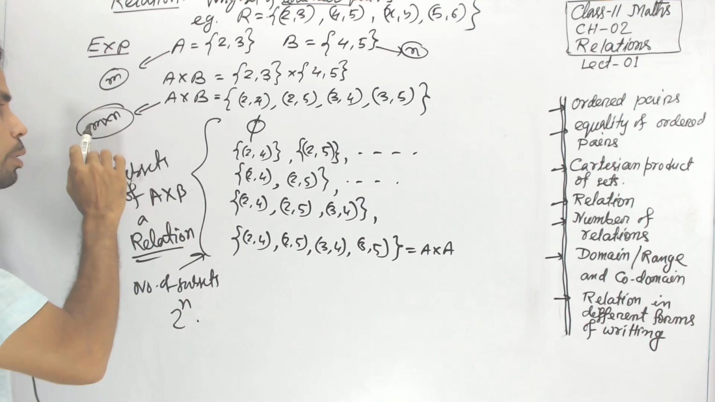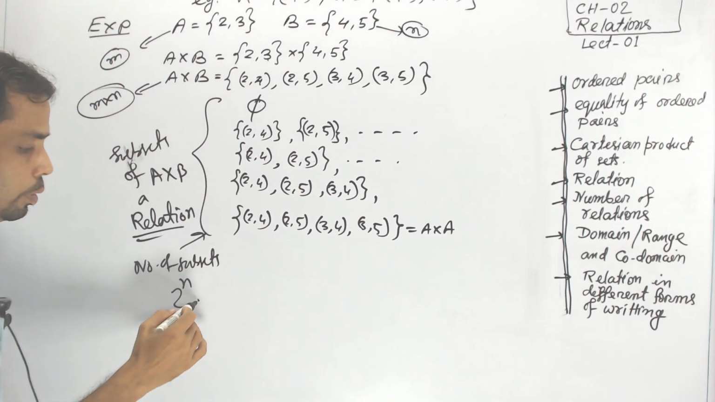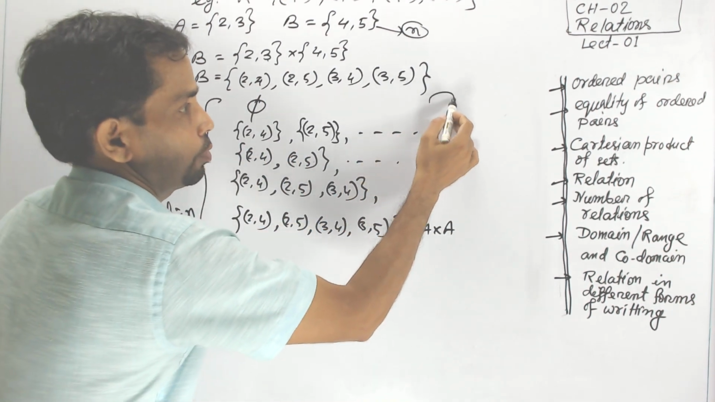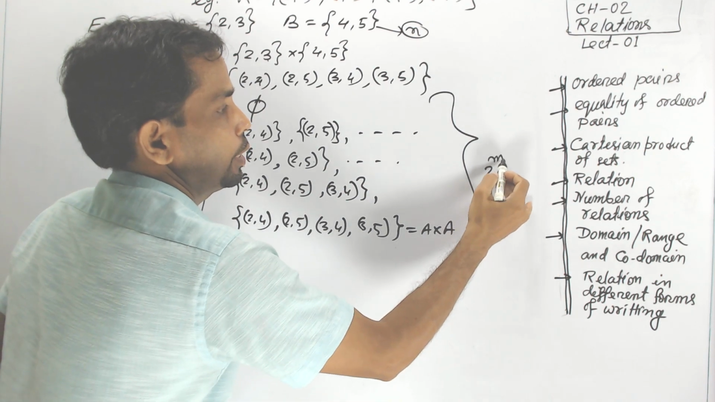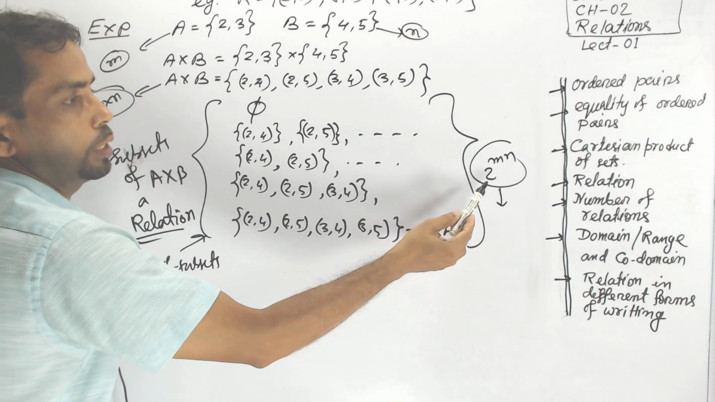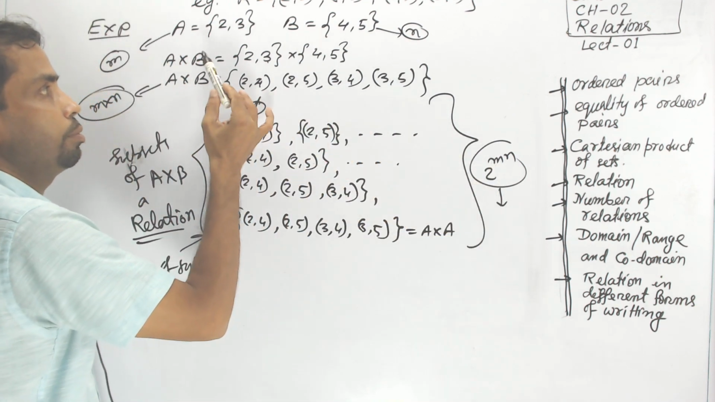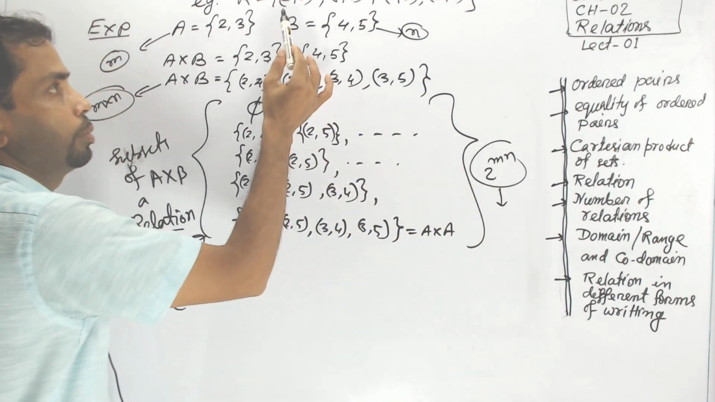Cartesian product m into n elements. So the total number of subsets we will have here is 2 to the power mn. That is the number of relations. The total number of relations from set A to B is given by 2 to the power mn, where m is the number of elements in the first set, n is the number of elements in the second set.